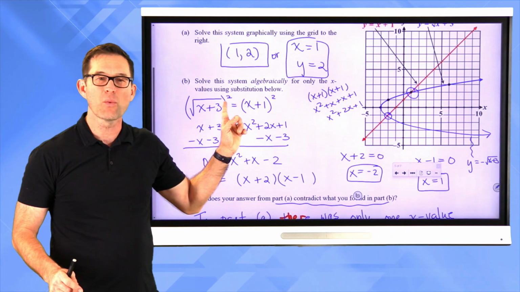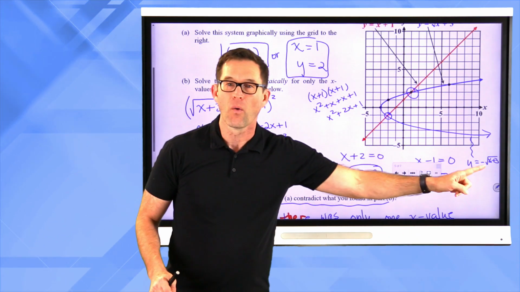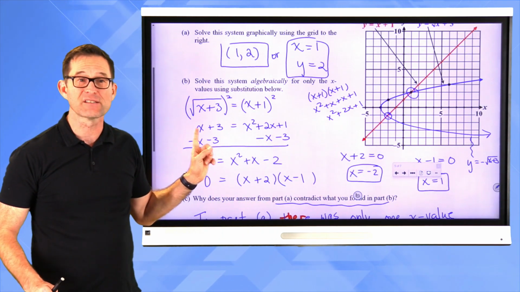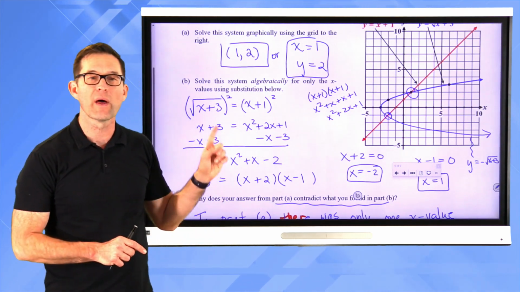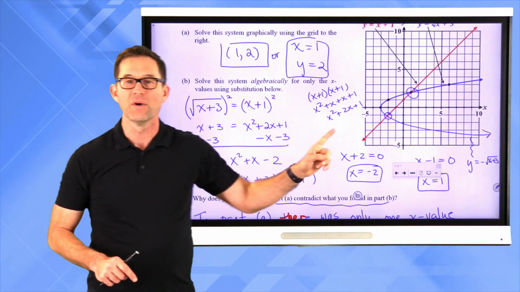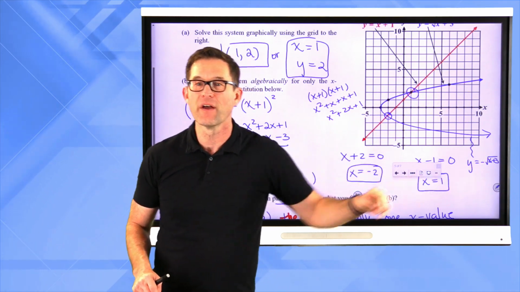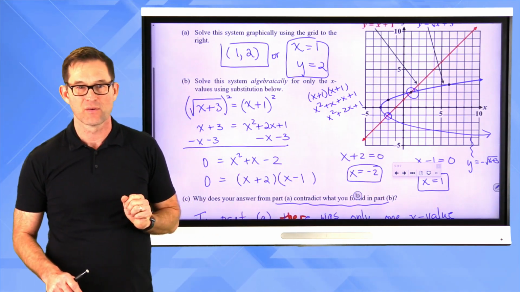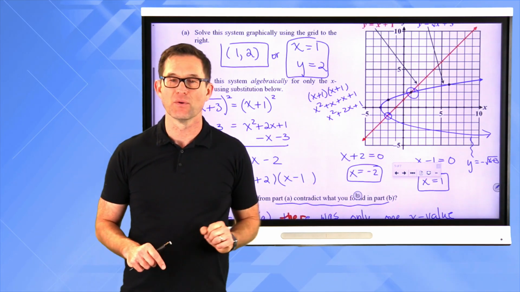But once we square it, whether we square positive root x plus 3 or negative root x plus 3, we still get just x plus 3. So in the squaring, we lose whether this thing was the upper curve or the lower curve, and therefore both of these end up being a solution. But the only one that's truly a solution is x equals 1.